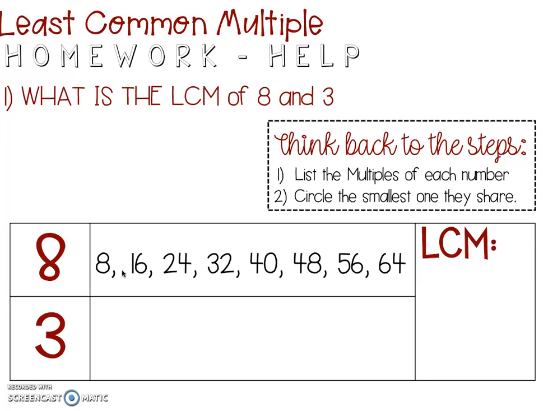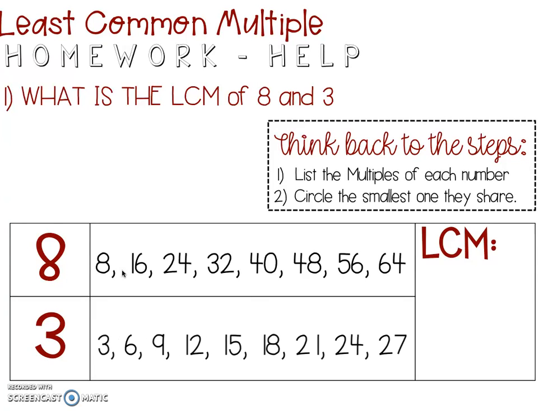Okay, now we need to do the exact same thing for 3. 3 times 1, 3 times 2, 3 times 3, and make a list. Okay, so we have 3, 6, 9, 12, 15, 18, 21, 24, 27.